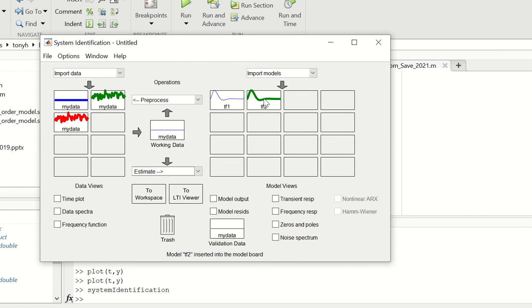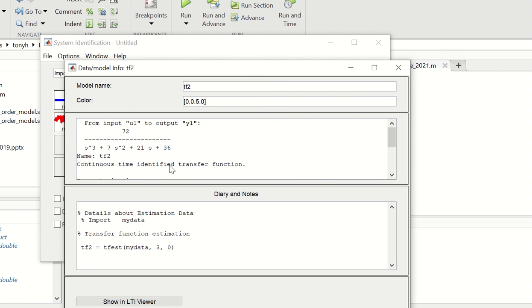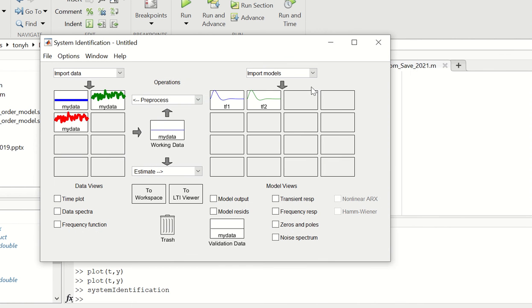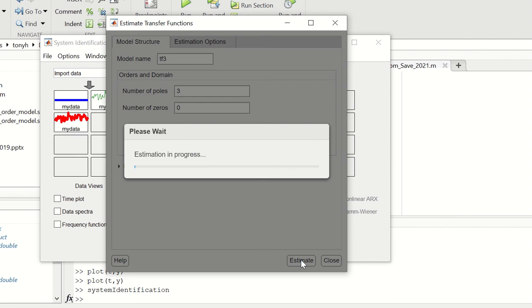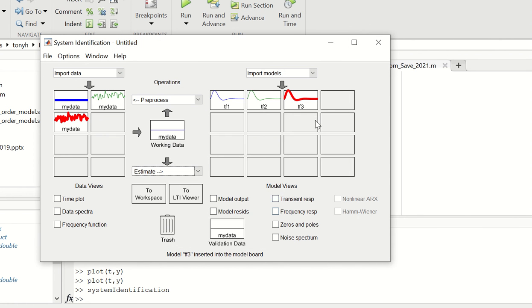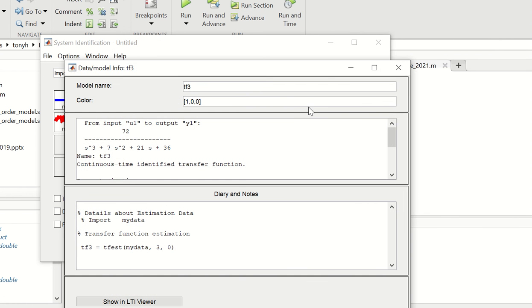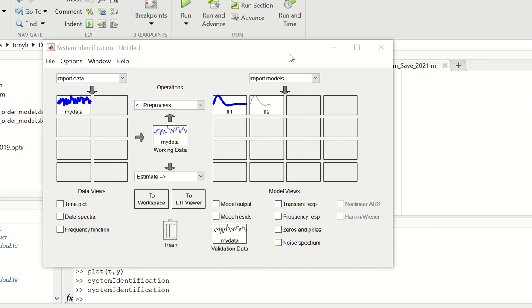Now it says generate this new transfer function here, which can be called TF2. So it's come out exactly the same as before. So I may not have used the right data. Let's have a look. I've got that one. Transfer function model, estimate, close, click on this one, still giving me the same model. Oh, that's a nuisance, isn't it?